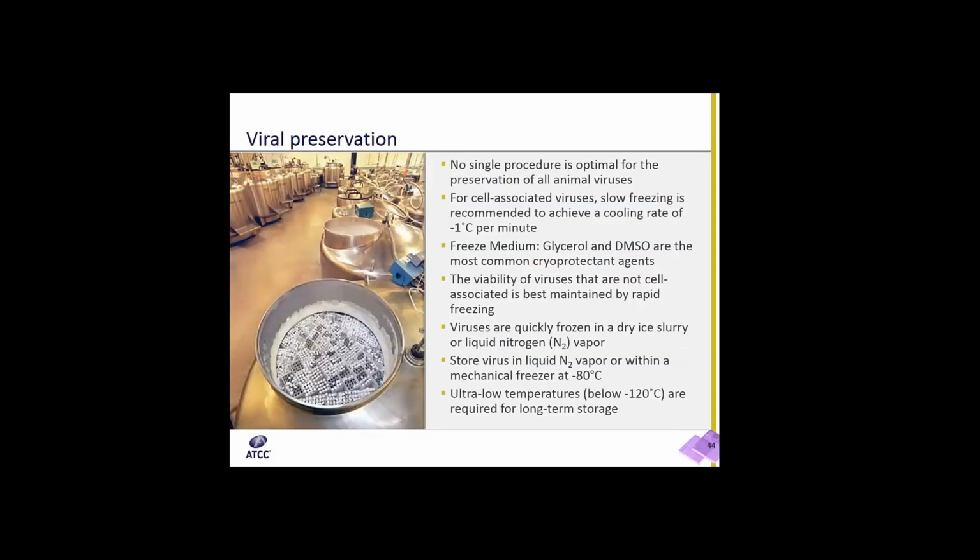To conclude, we will speak a little bit on the viral preservation methods. There is really no single procedure that's optimal for preserving all animal viruses. It is important to remember that for cell-associated viruses, slow freezing is recommended to achieve a cooling rate of -1 degree C per minute.